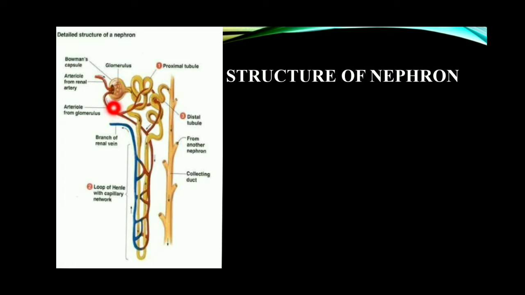Within the cup-shaped Bowman's capsule, the network of blood capillaries is there, that is called glomerulus. This glomerulus is formed by the afferent arteriole, that is the blood vessel that supplies blood to the glomerulus. From the glomerulus, the efferent arteriole is leaving outside and this efferent arteriole gets attached with all other parts of the nephron. This is the first part of a nephron.